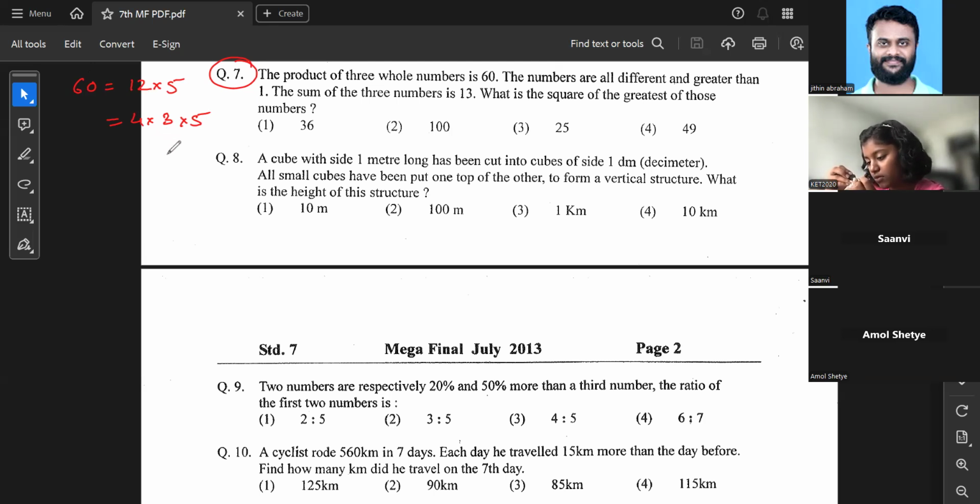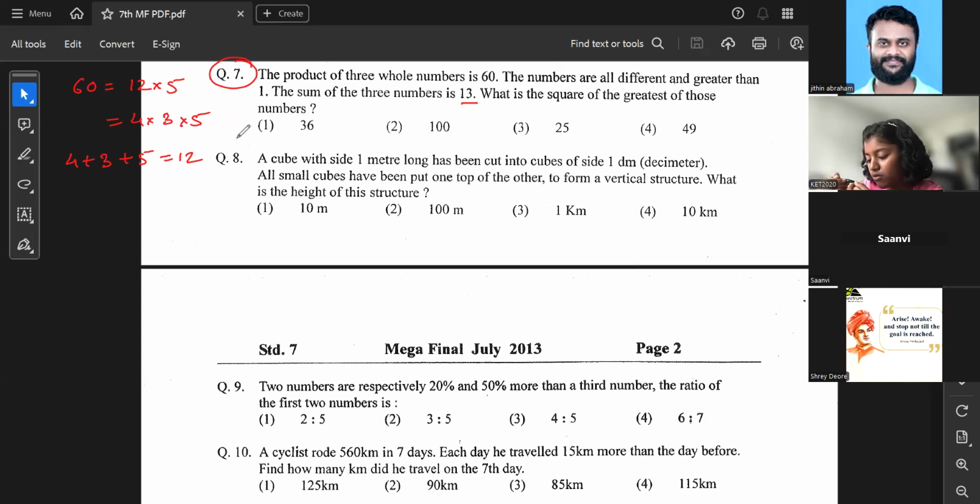Now, how can I be sure whether it will work or not? How can we check? In the second condition, they have given 13 as the sum of the numbers. Let's try adding all these numbers. 4 plus 3 plus 5. When I add them, I get the sum as 12, which is not matching. Hence, these numbers are not going to work out for me. So I'll have to find another possibility now.